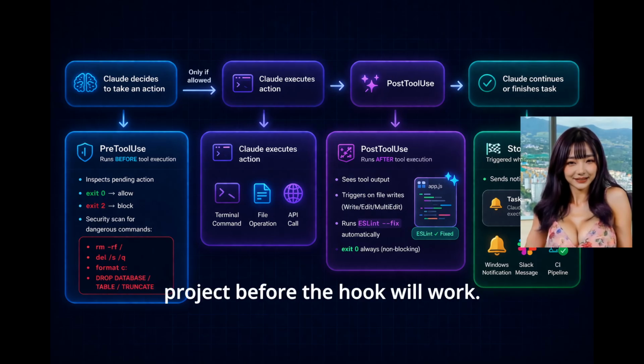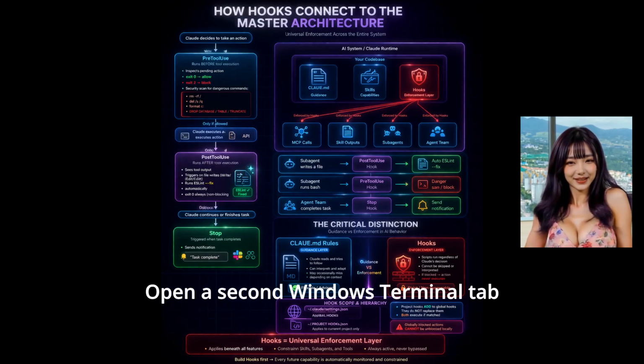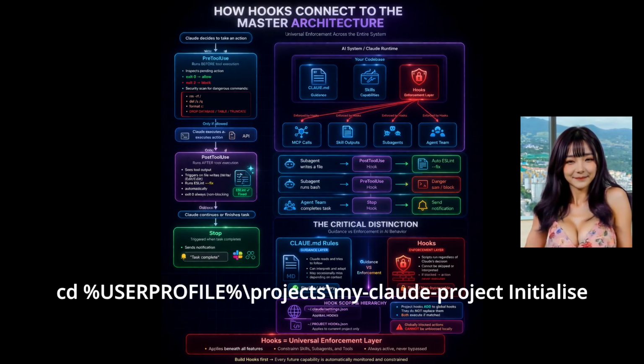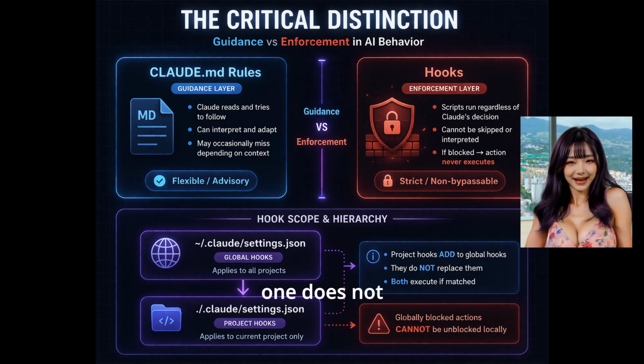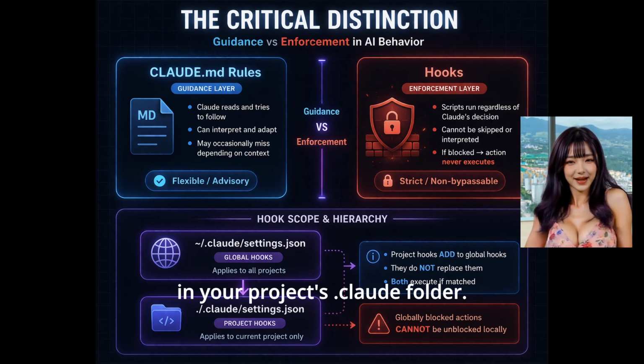The PostToolUse hook we are building calls ESLint. We need it installed in the project before the hook will work. Open a second Windows Terminal tab by pressing Ctrl, Shift, and T. Navigate to your project. cd %USERPROFILE%\projects\my-claude-project. Initialize a package.json if one does not exist. npm init -y. Install ESLint. npm install --save-dev eslint.